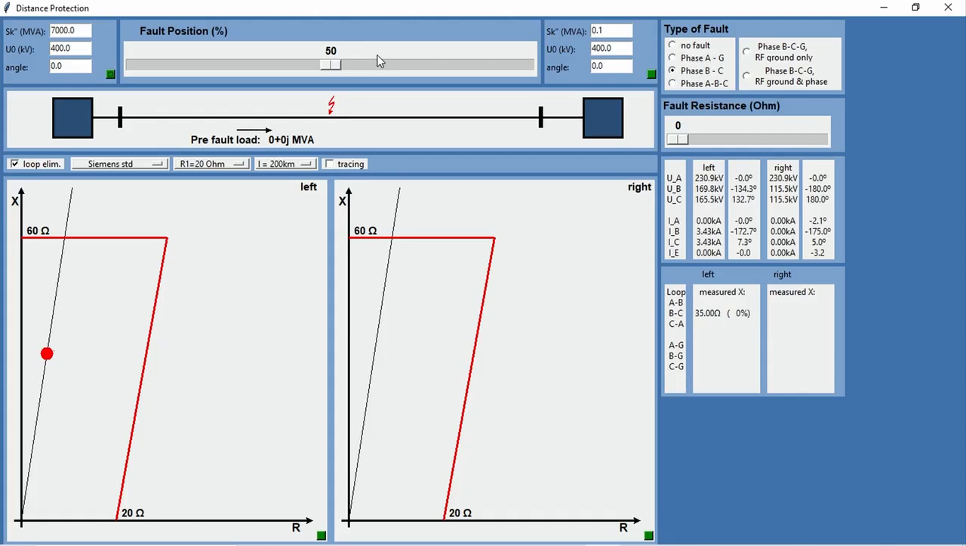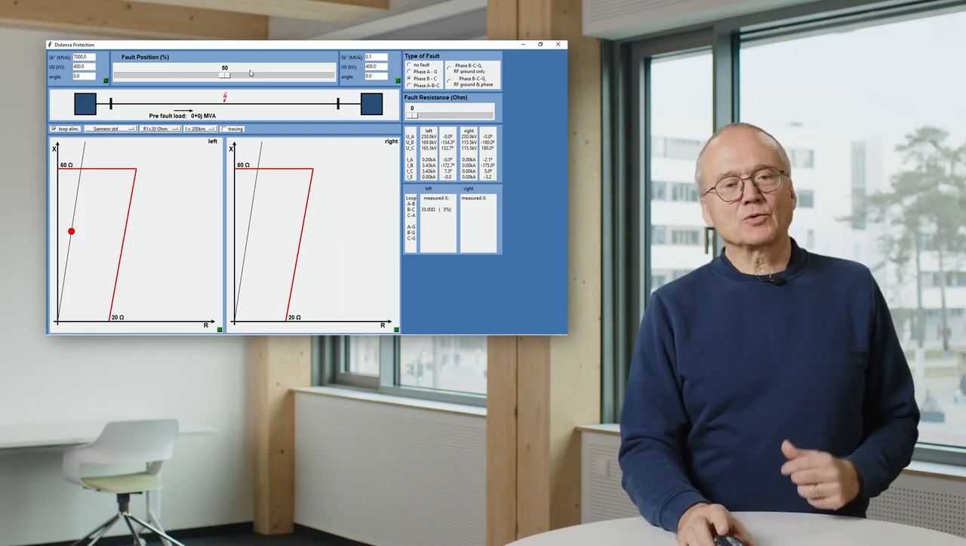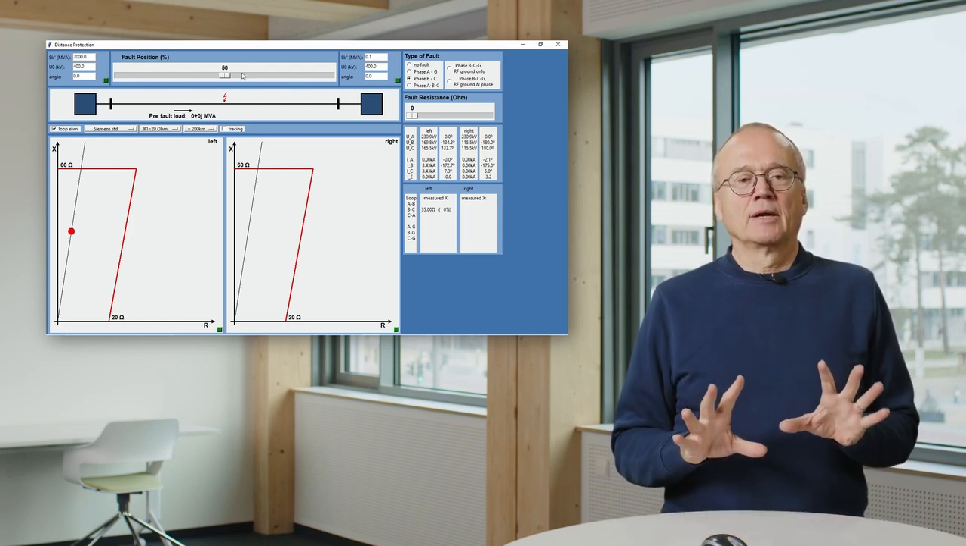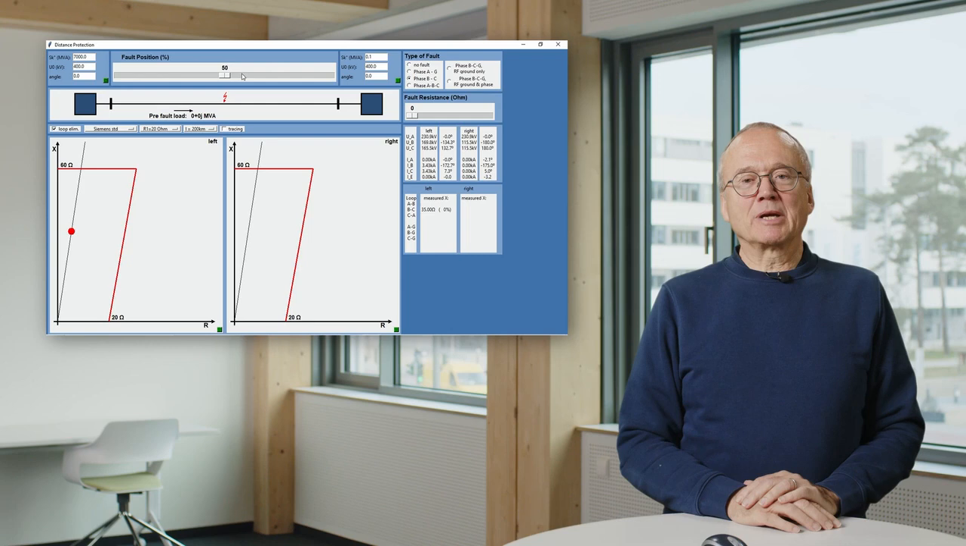Yeah, I'd now like to show these discussed cases again in my simulation, just to repeat and you see what's going to happen. So we see here again the line with a fault on the middle of the line.